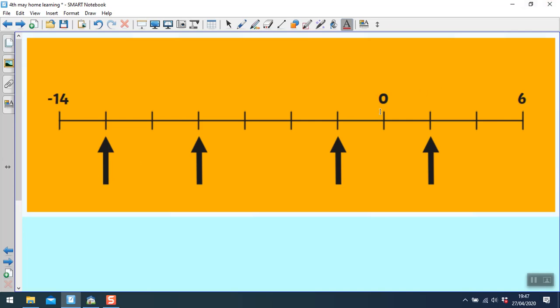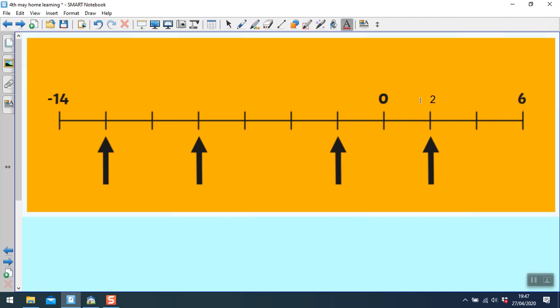So I'm going to start over here. I can see that there's 0 and a 6, but there aren't 6 jumps. There's only 3 jumps. That's 0 and that's 6. So that's not going to be 1, 2, 3. It's going to be 2, 4, 6. So this is the number 2.